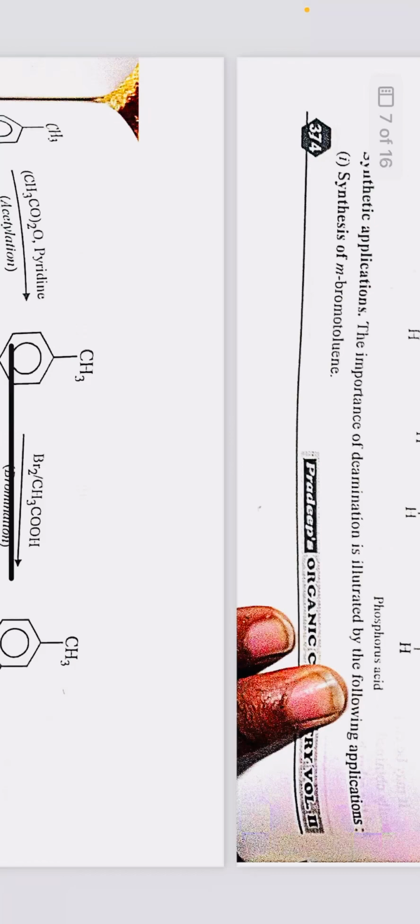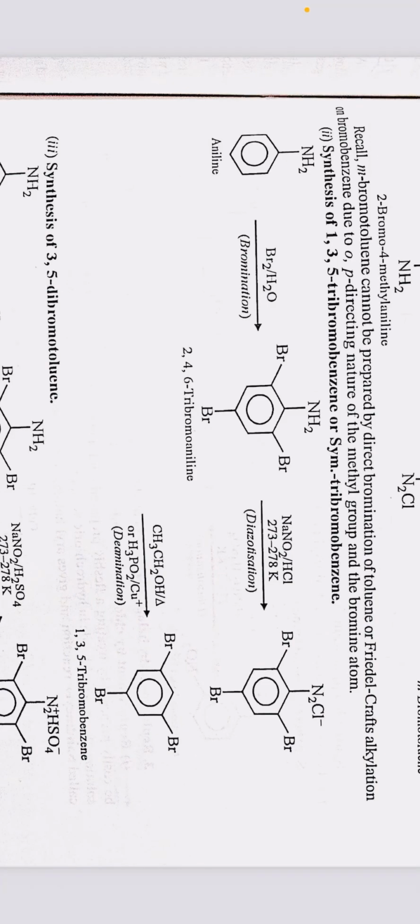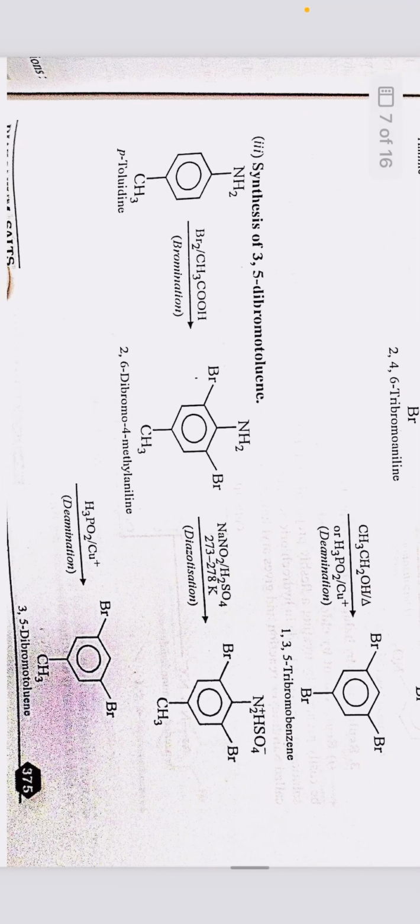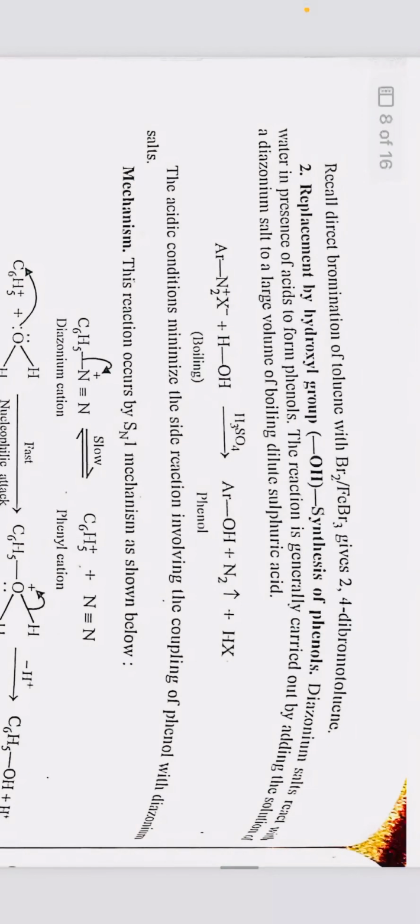Synthetic application. The importance of deamination is illustrated by the following applications. Synthesis of meta-bromotoluene. Recall, meta-bromotoluene cannot be prepared by the direct bromination of toluene or Friedel-Crafts alkylation of bromobenzene due to the ortho-para directing nature of the methyl group and the bromine atom. Synthesis of 1,3,5-tribromobenzene, or symmetrical tribromobenzene. Synthesis of 3,5-dibromotoluene. Recall, direct bromination of toluene with bromine in the presence of ferric bromide gives 2,4-dibromotoluene.